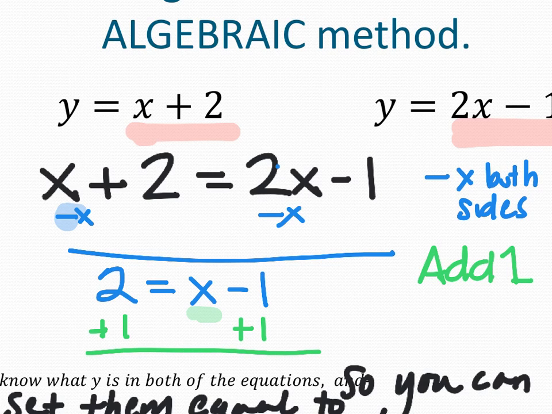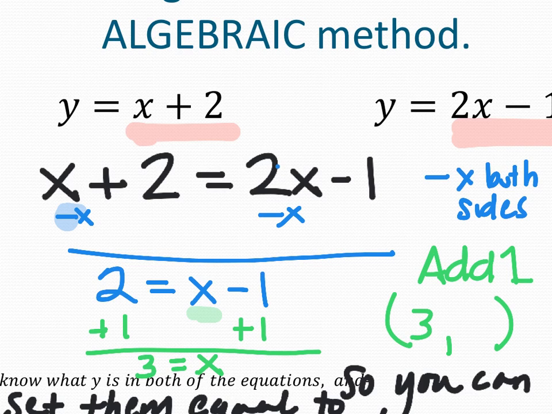And we end up with x equaling 3. Now we need to find what y is. And it's easy to go ahead and do that. All you have to do is continue with your substitution idea.